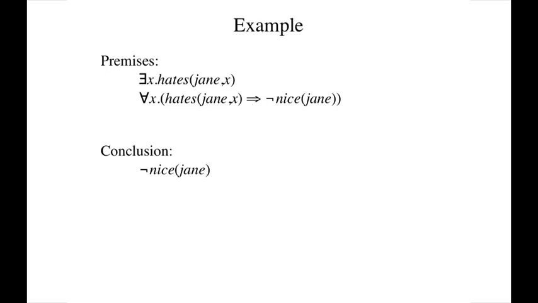For example, if we have the sentence there exists x hates Jane x, and we have the sentence for all x hates Jane x implies not nice of Jane, then we can conclude not nice of Jane using one application of existential elimination.